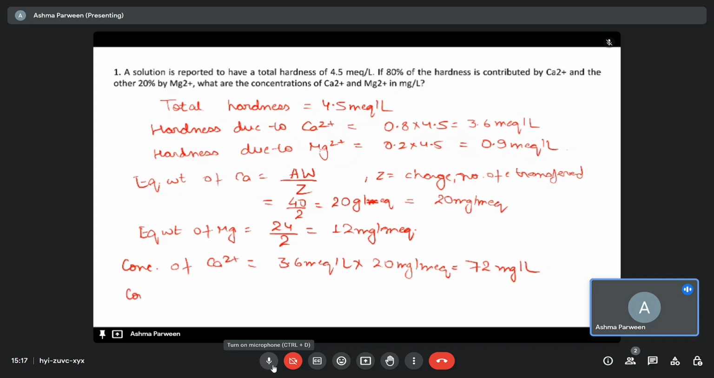Similarly, we can find the concentration of magnesium as 0.9 milliequivalent per liter times the equivalent weight of 12 milligrams per milliequivalent. So it is overall 10.8 milligrams per liter. So we can see that it was a simple question based on conversion of milliequivalents to milligrams per liter. So let's go to the next question.